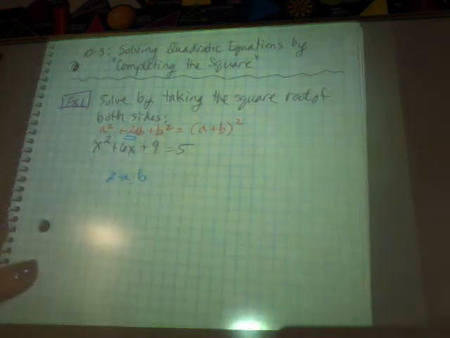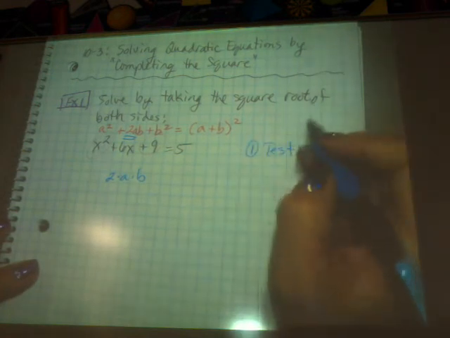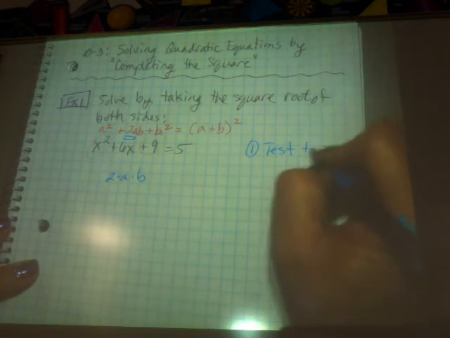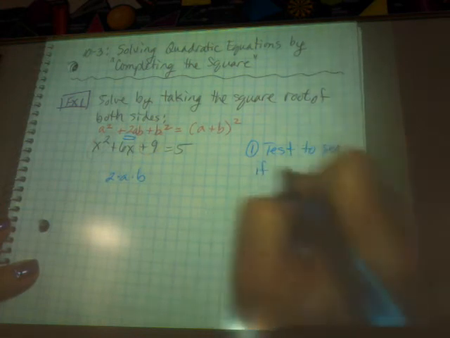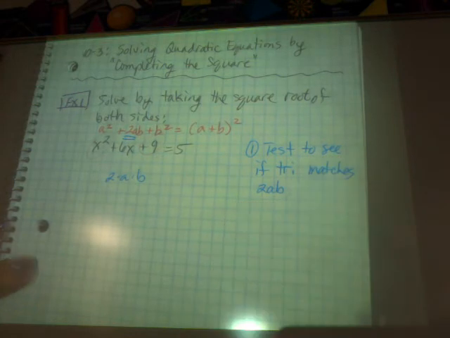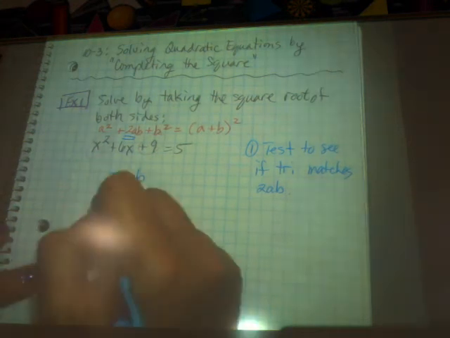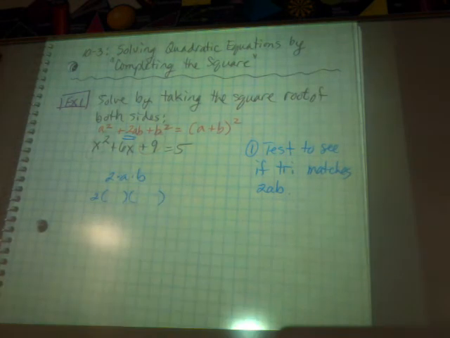So step 1, you might want to put this off to the side. Step 1, test to see if the trinomial, I'm going to abbreviate, matches 2ab. Because if it does, it's a perfect square trinomial, and it's a lot easier to solve if we identify that. Otherwise, we'd have to subtract 5 from both sides, factor, and set those equal to each other, and it may or may not factor. So we're going to put in here 2 times a and b.